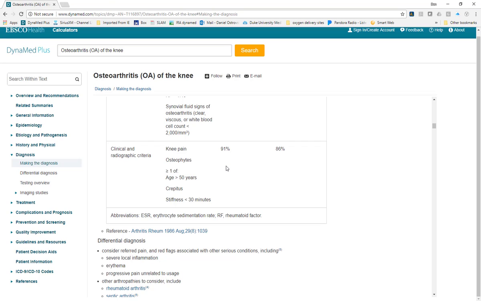So in the end, it changed his management because he said, you know what, I don't think it's necessary to order him an x-ray at this time. Let's treat him empirically and follow up. And that's how I try to teach them to use evidence-based medicine at the point of care.